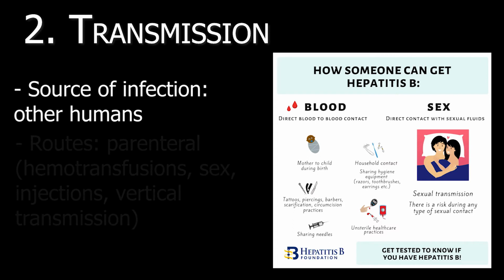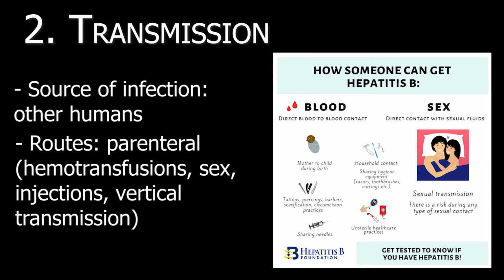It can be transmitted via hemotransfusions, sexual contact, injections, sharing items that can contact with blood, such as razors and toothbrushes, and vertical. It's the route of transmission from mother to child via placenta. What's troubling is that a lot of countries report high levels of hospital-acquired hepatitis B infections, and this is precisely why the hepatitis B vaccine is the first on our list.